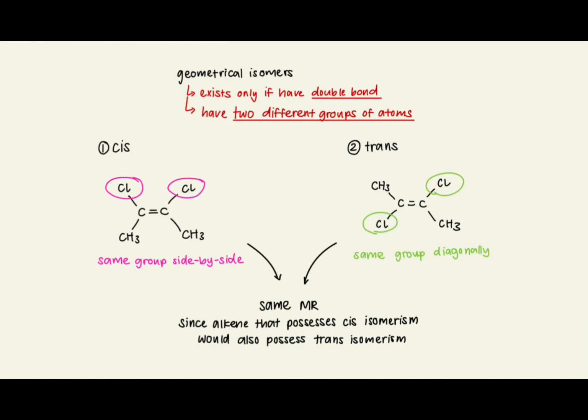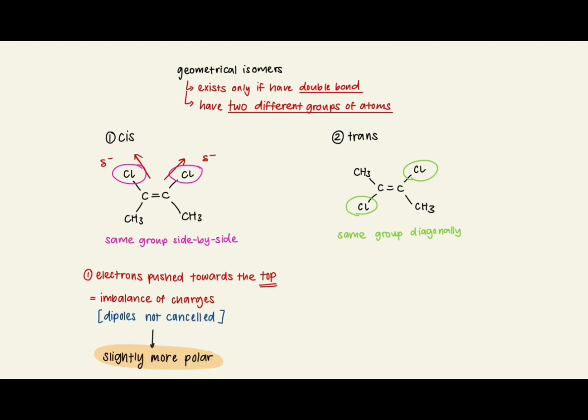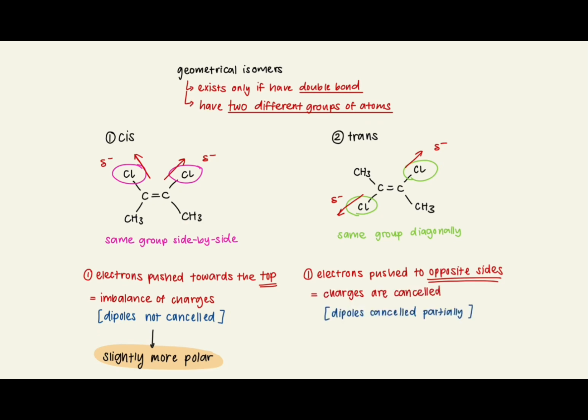The similarity between these two examples is that they both have the same molecular mass, since any alkene that possesses cis isomerism would also possess trans isomerism. However, there is a difference between the two in terms of polarity. In cis isomerism, the electrons are pushed towards the top in this case, causing an imbalance of charges. In other words, the dipoles are not cancelled. This causes the cis isomer to be slightly more polar. Meanwhile, for trans isomerism, the electrons are pushed towards opposite sides, so the charges as well as the dipoles are cancelled, so the trans isomer is less polar.